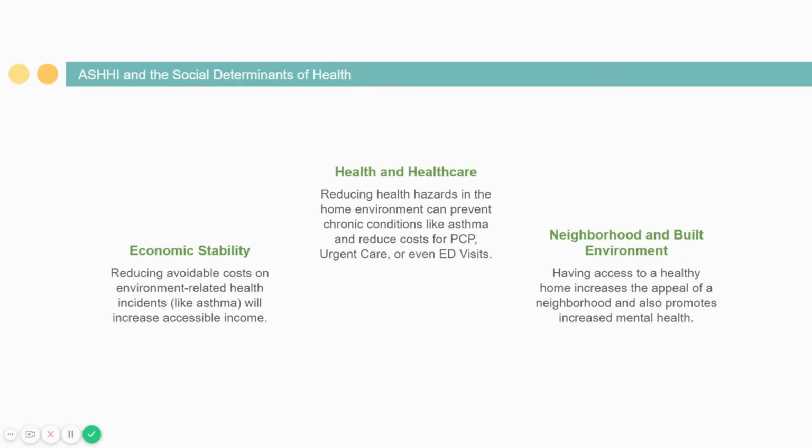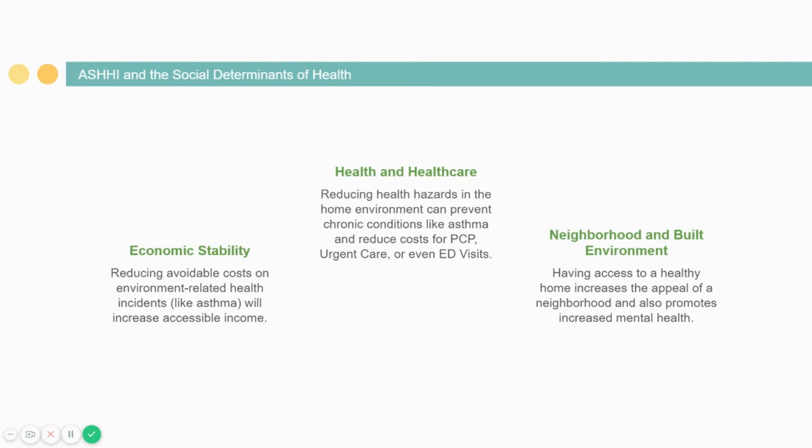ASHE also relates to the social determinants of health, including health and healthcare, the neighborhood and the built environment, and economic stability. In terms of health, by reducing health hazards in the home environment, chronic conditions like asthma can be prevented, and the costs for primary care physician visits, urgent care, or even emergency department visits can be lowered. Relating back to economic stability, by reducing these costs for these healthcare visits, families can have more access to their income and be able to spend their income on other items and goods other than healthcare costs, which are unnecessary in many cases, including trips to the ED for asthma.